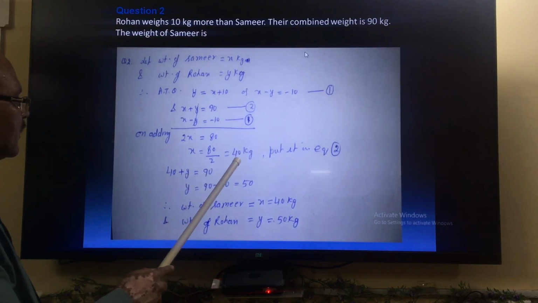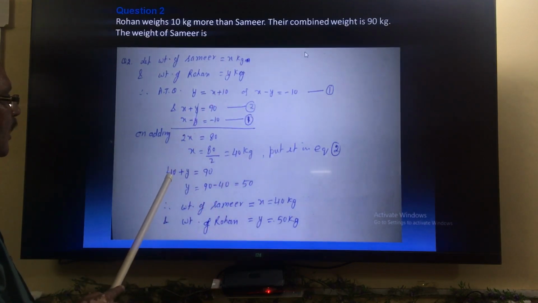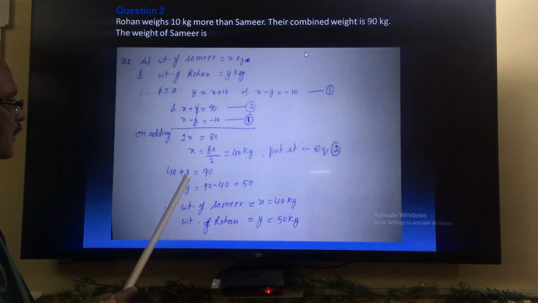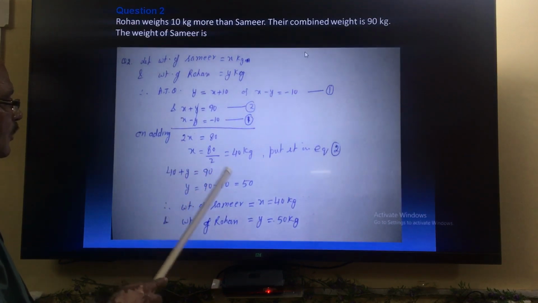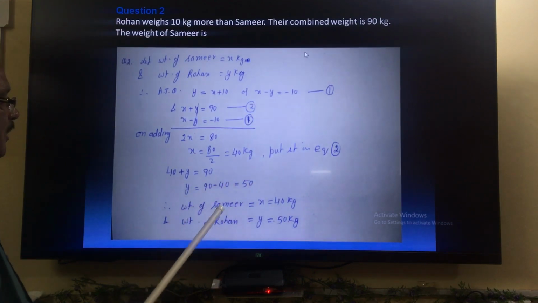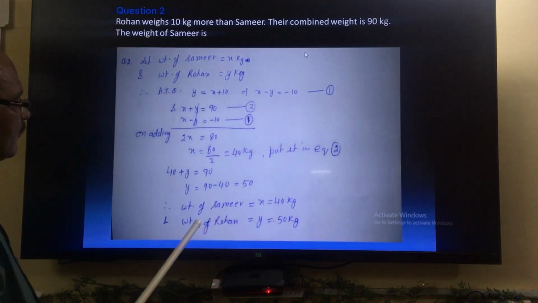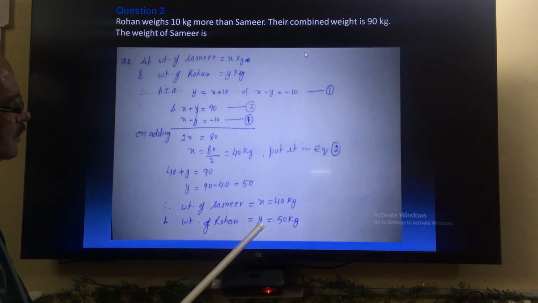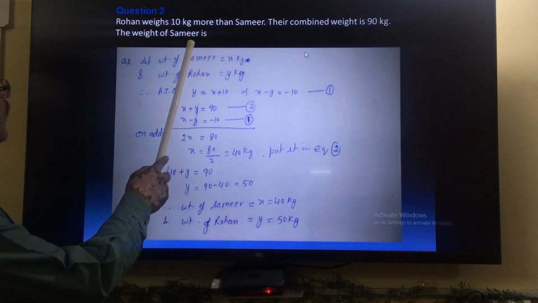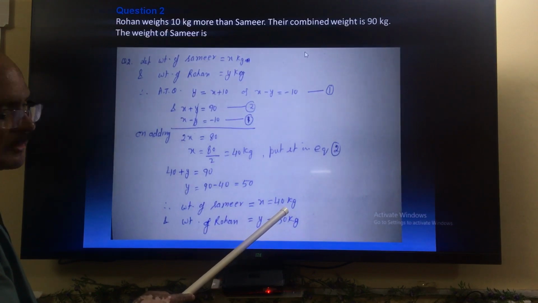Now by putting this value in equation number 2, x plus y is equal to 90. In place of x, 40 plus y is equal to 90. So y is equal to 90, 40 will go to the right side, so 90 minus 40 is equal to 50. So the weight of Samir, that we supposed as x, is equal to 40 kg, and the weight of Rohan, that I supposed as y, is equal to 50 kg. In this case, we want to find out the weight of Samir. So the weight of Samir will be 40 kg. This will be the answer.